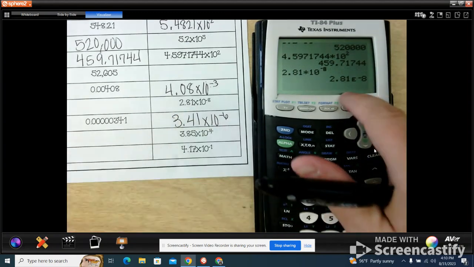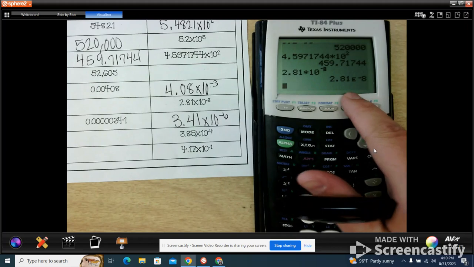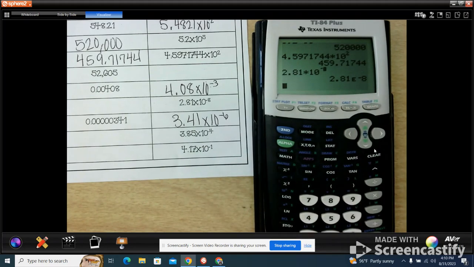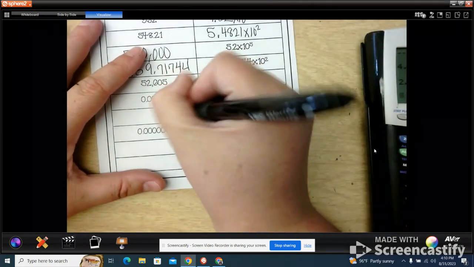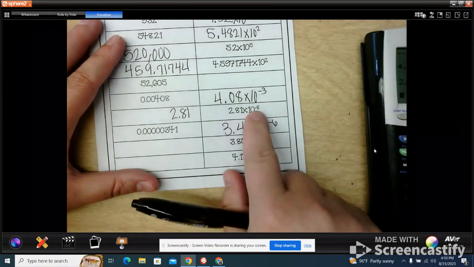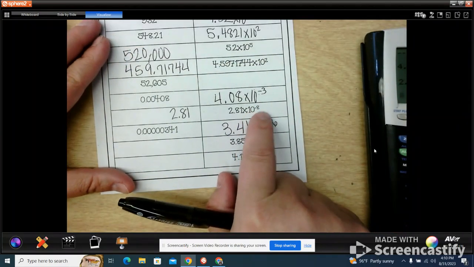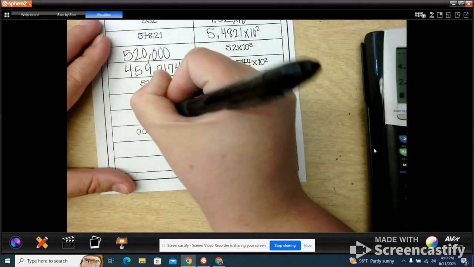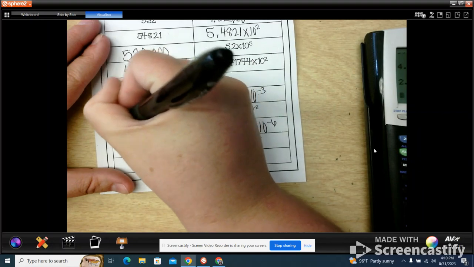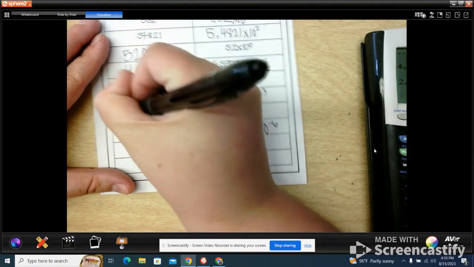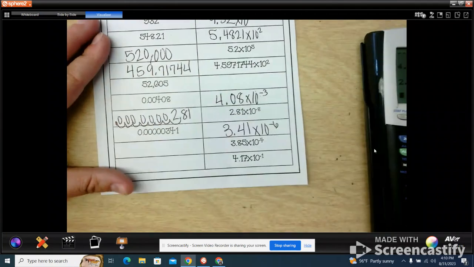So what happened on this one is it didn't work. These calculators don't allow us to go any exponent bigger than a negative 3. So negative 4, negative 5, negative 6, and up, those exponents do not work in the calculator. So for this one, we have to do it by hand. So I have 2.81. So negative, we're going to go left. 8, it's going to tell us to go to the left 8 times. So 1, 2, 3, 4, 5, 6, 7, 8. And then all the empty spaces we will fill with zeros.